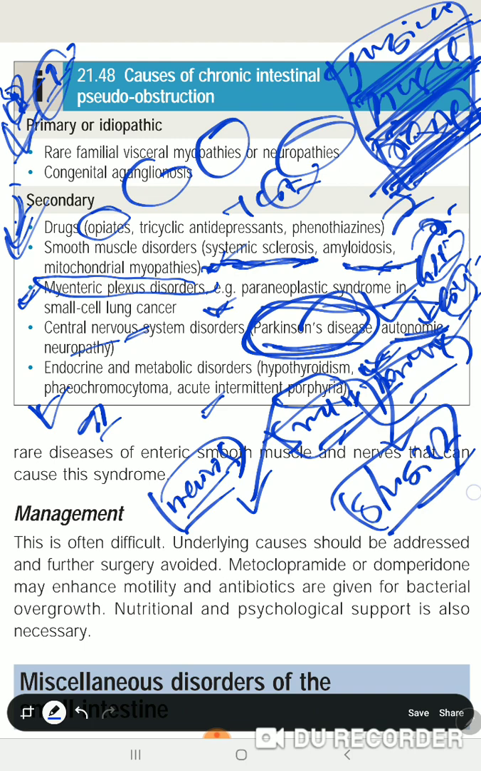The problem is in the muscle, the problem in the nerve, and the problem in the higher center which is controlling the muscles and also the nerves. So, what is the treatment? There is no specific treatment, guys. So, how can we treat this? Actually, we can treat the primary disease which causes these problems.